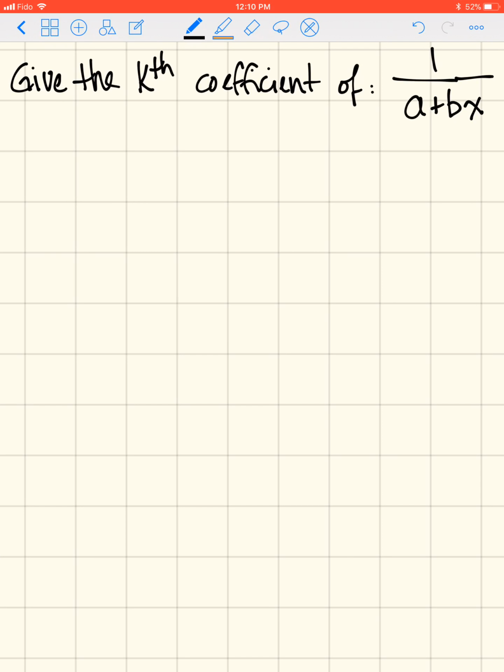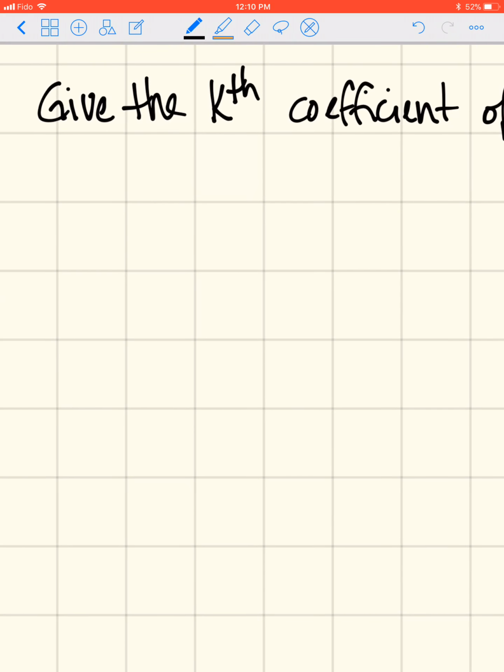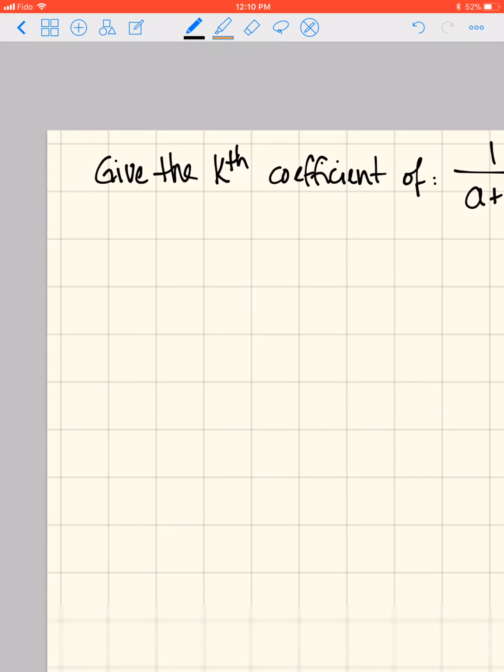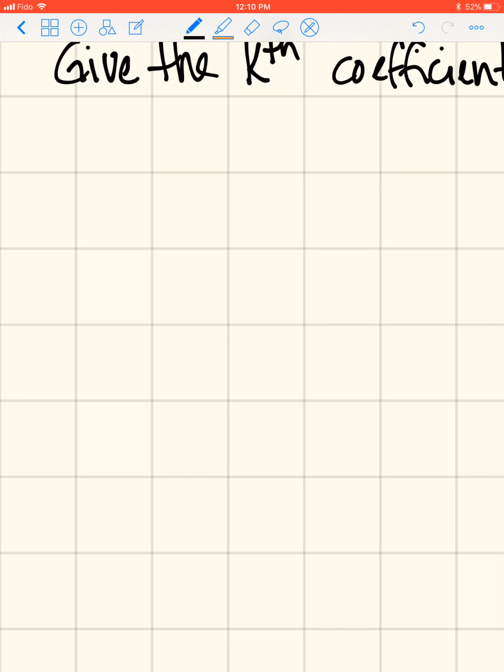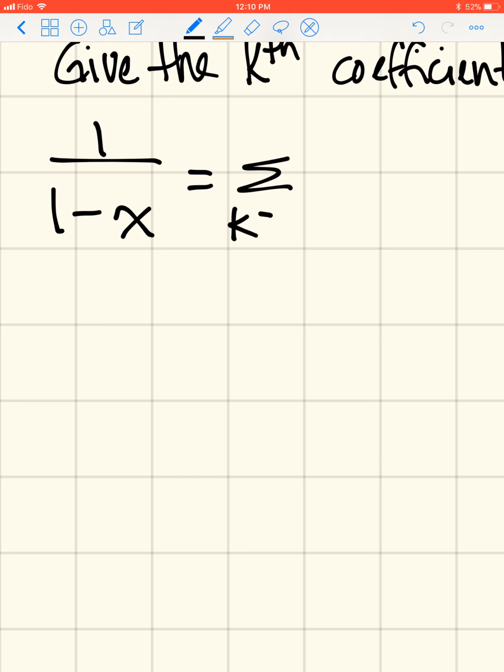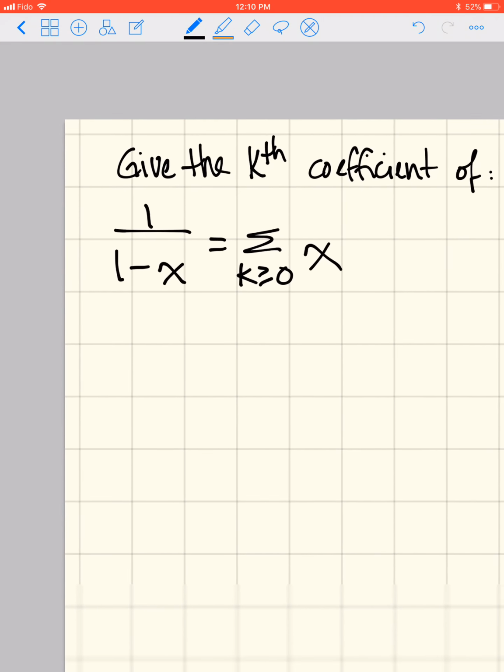Anyway, here it is, Tutorial 6, Question 2: give the kth coefficient of 1 over a plus bx. Now, I'll give you the short way first and then the long way second. If you are getting comfortable with the fact that this expression is equal to this power series, you can use it to calculate a whole bunch of different things.